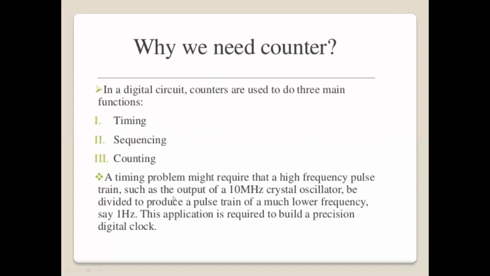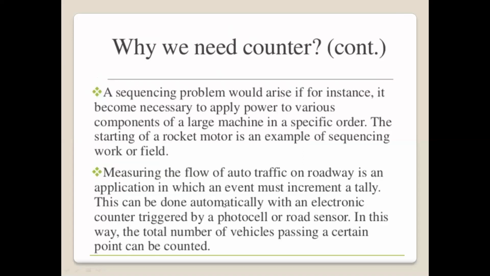And the third one is counting. We have seen a traffic light that counts red, green, yellow. For red color, we have this much count. For green color, this much count, like that. So the counting decreases. Suppose the red light counts from 60 and decreases to 0. Then the green light comes. So in a traffic light, we are using a counter for counting.